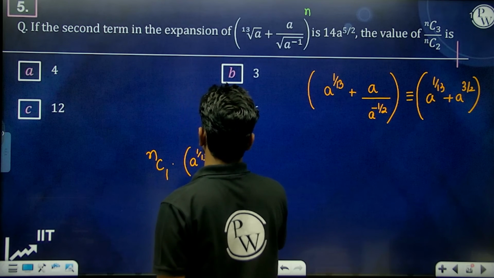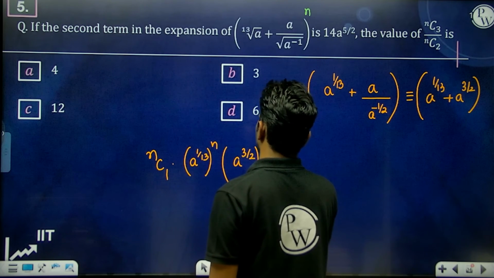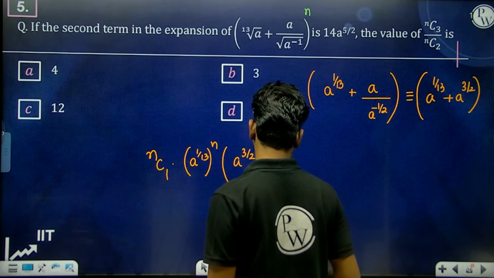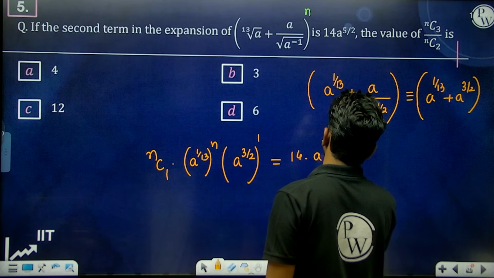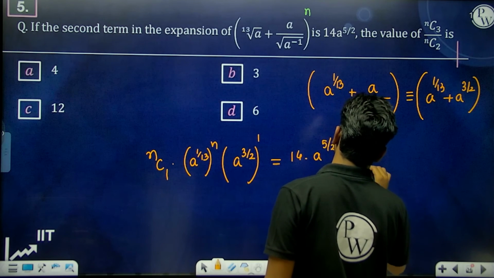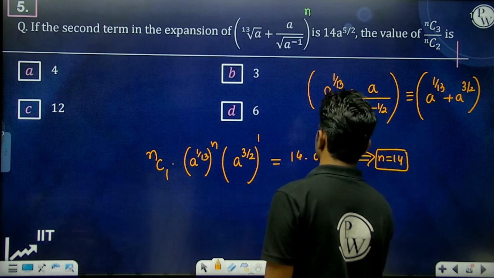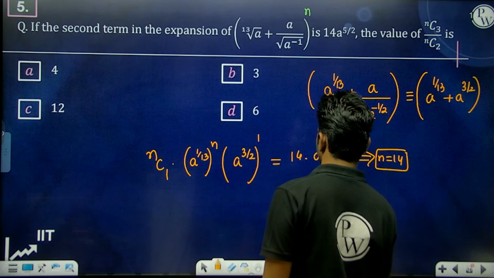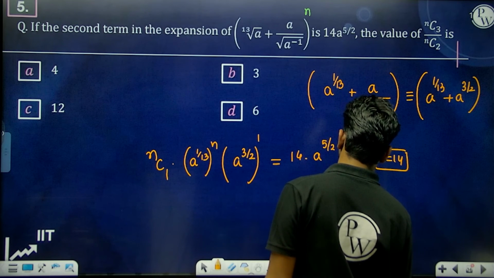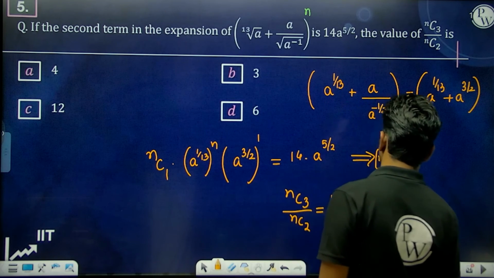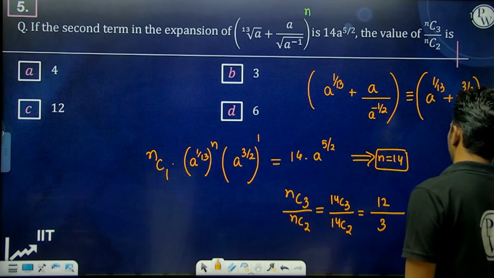The second term in the expansion will be written like this, yes or no? So this is equal to 14 into a to the power 5 by 2. Upon comparing, you can see that n is nothing but 14. And if n is 14, the question is asking us the value of nC3 upon nC2. So it is asking us 14C3 upon 14C2. Today only we have learnt a formula. Over here 3 will come, over here 12 will come. So the answer is going to be nothing but 4 only.